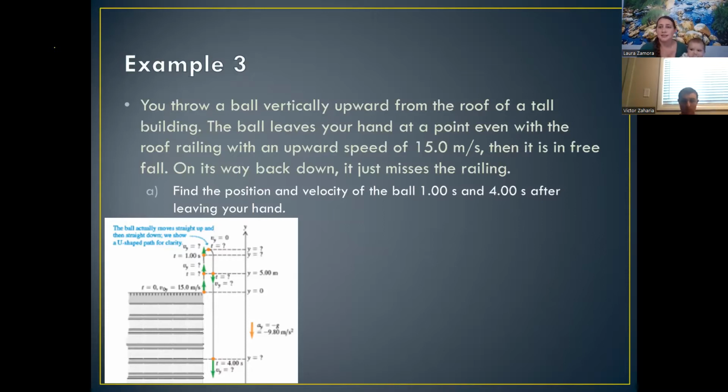Okay, so there's a lot to unpack here in this problem statement. Now we're throwing the ball, we are not dropping it, so our initial velocity is no longer 0. We have an initial velocity of 15.0 meters per second. Positive because we're throwing it upward. Then after that, it's in free fall. So again, we're not dealing with air resistance. Our acceleration is due to gravity, so that's 9.8 meters per second squared.